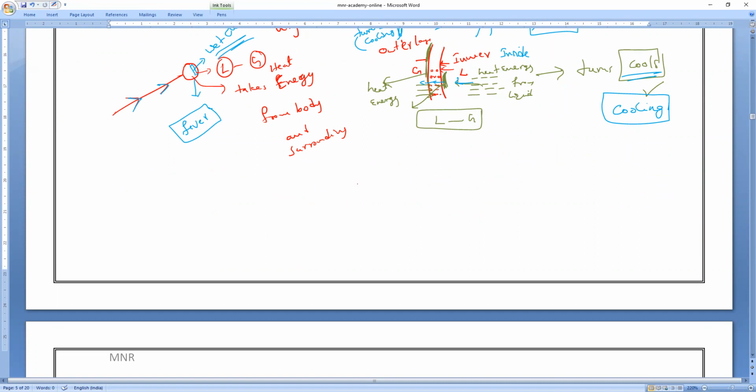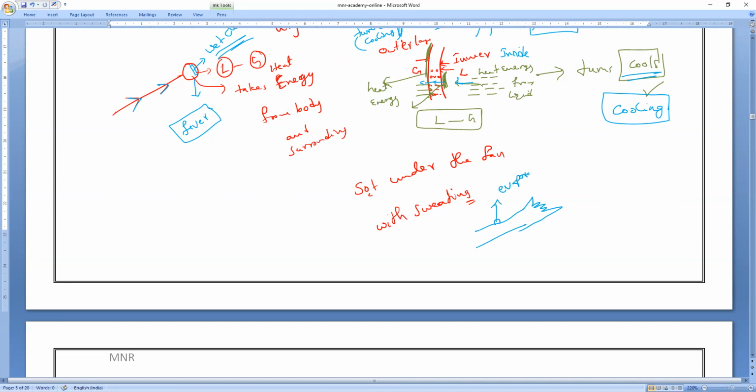As soon as you sit under the fan after sweating, you will feel very cool. Why, guys? Today you can experience it. If you are sweating today, come and sit under the fan. You can see the sweat present on our hand start evaporating.